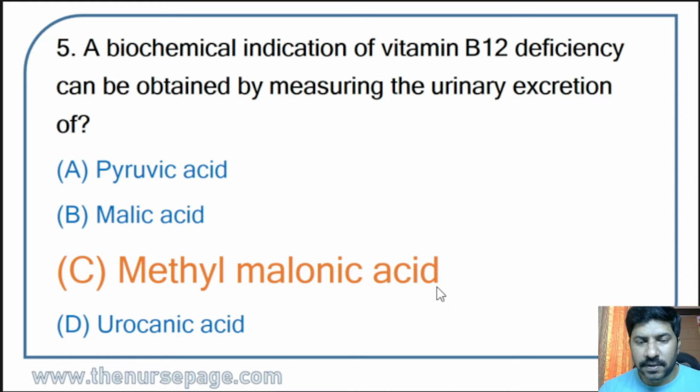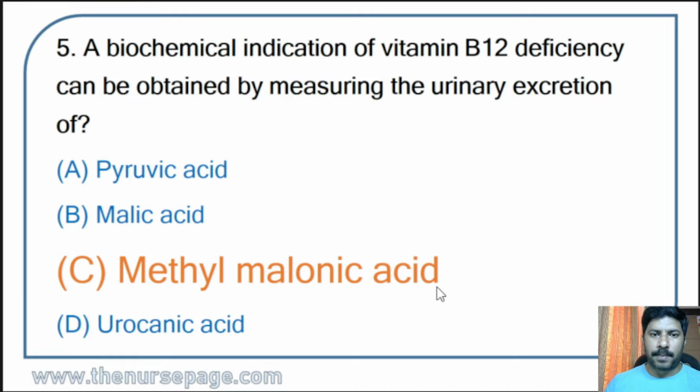Vitamin B12 or cyanocobalamin deficiency is due to impaired absorption at the stomach level. Vitamin B12 absorption is helped by intrinsic factor. Vitamin B12 and folic acid absorption is helped by intrinsic factor. So if there are problems in absorption of vitamin B12, it may be excreted through urine. Usually we can assess it through the amount of methyl malonic acid.